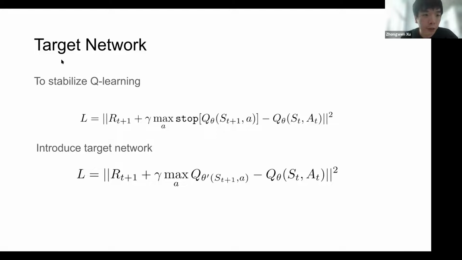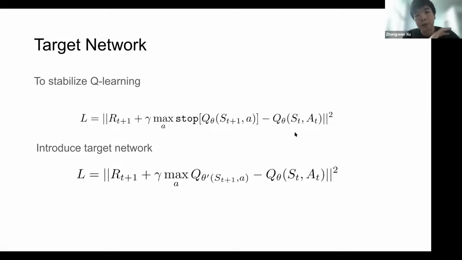And for the target network, the key idea here is that in the 90s, when people investigated Q-learning, they often found that Q-learning is not very stable. That is, I think, one of the key reasons reinforcement learning wasn't widely adopted until the DQN paper. And another innovation that the DQN paper did is to stabilize Q-learning.